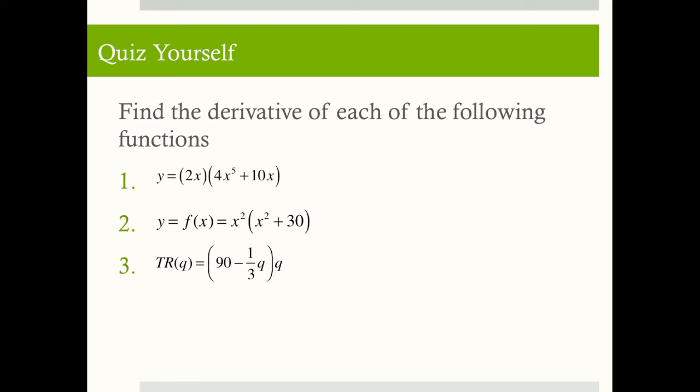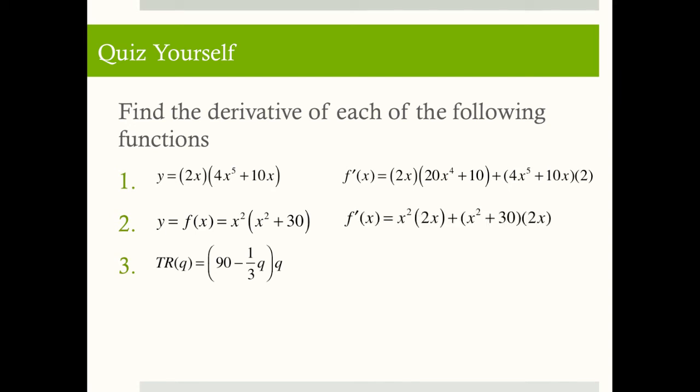So if y equals 2x times 4x to the fifth plus 10x, then the derivative of y with respect to x is 2x times 20x to the fourth plus 10, plus 4x to the fifth plus 10x times 2. If y is equal to x squared times x squared plus 30, then f prime of x, the derivative of y with respect to x, is equal to x squared times 2x plus x squared plus 30 times 2x.